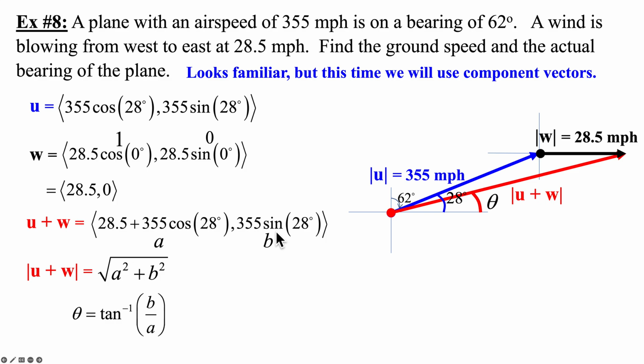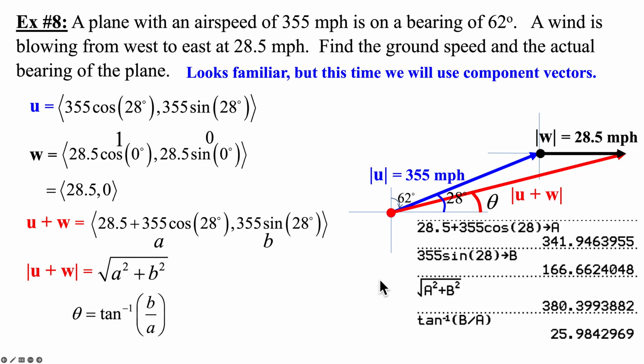All right, so I don't want to type these things in twice for these two formulas, so here's my calculator entry. Let's work smarter, not harder. 28.5 plus 355 cosine of 28 degrees. Store it in A. 355 times the sine of 28. Store it in B. Okay, square root of A squared plus B squared. 380.4 miles per hour. Inverse tangent of B over A, 25.98. Well, let's just call that 26 degrees.